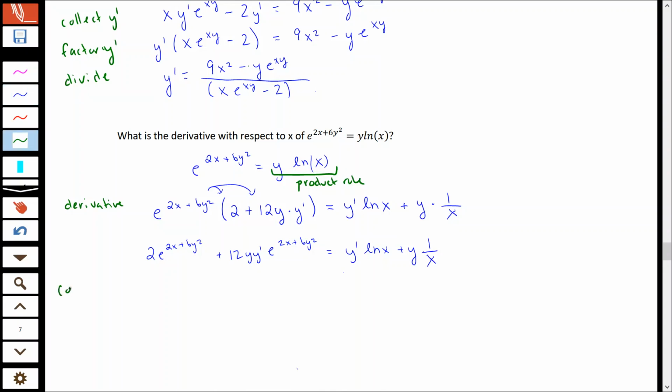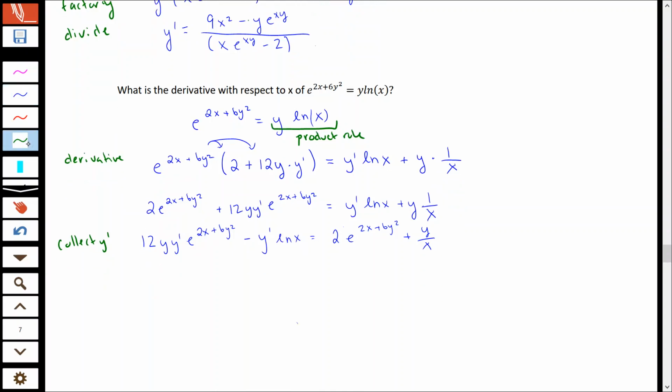And now I'm going to bring everything with a y prime over. So we're going to collect those y primes on one side. So I'm going to have my 12y y prime e to the 2x plus 6y squared minus y prime ln x. And on the other side, I'm going to have this 2e to the 2x plus 6y squared plus y over x.